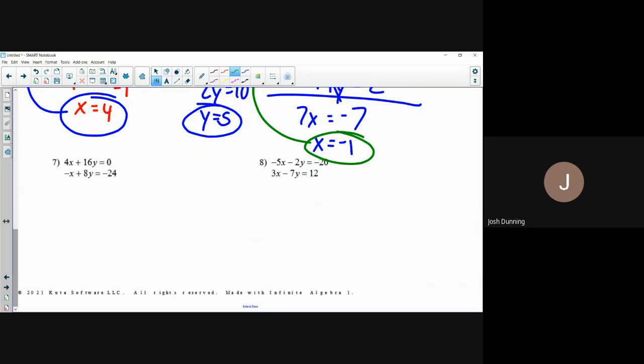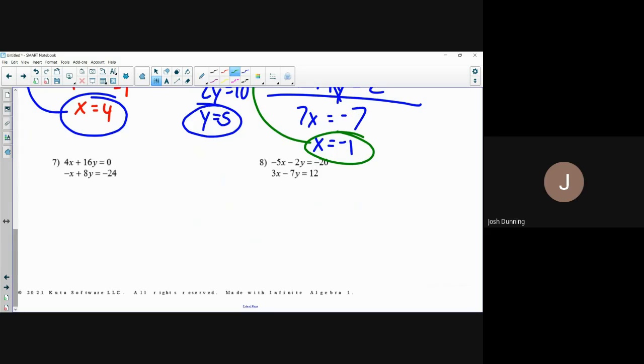Now on 7, same idea. You know, 4 and -1, those won't cancel. 16 and 8 won't cancel. So you got to pick an equation to cancel out here. It's a toss-up this time.